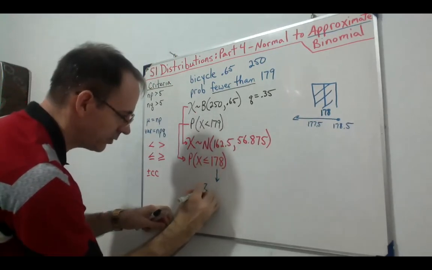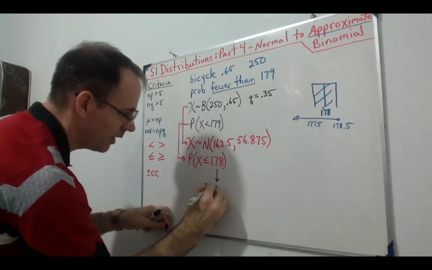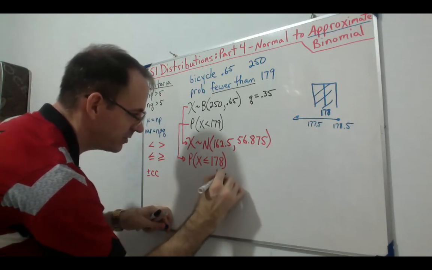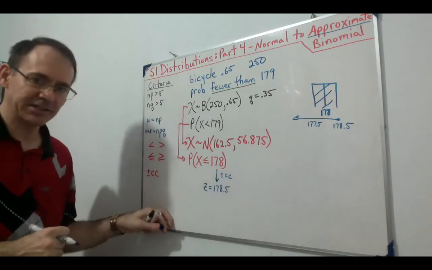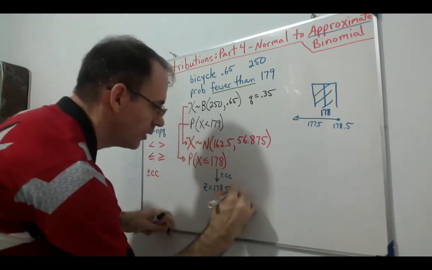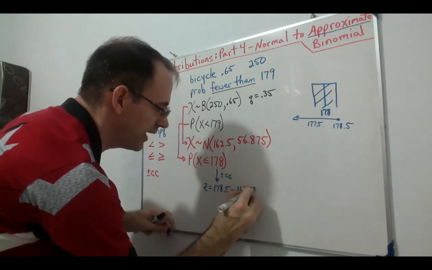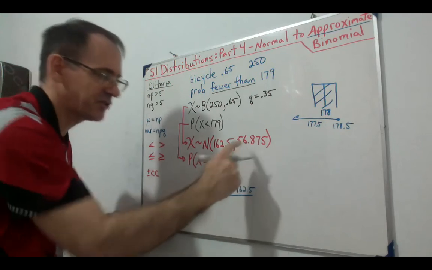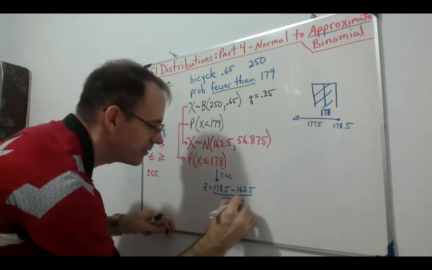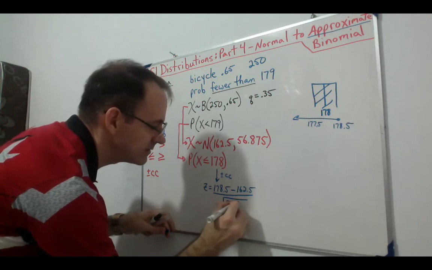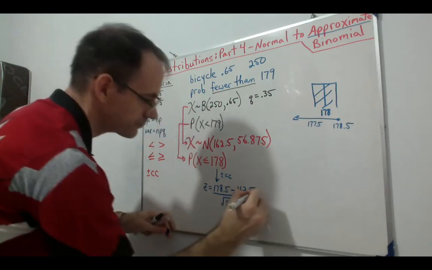So when we go into our standardization, 178.5, that's our plus or minus continuity correction, minus the mean, 162.5, divided by the standard deviation, which is the square root of the variance, 56.875.